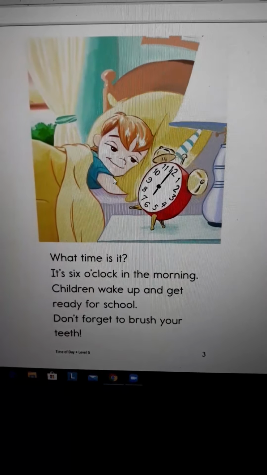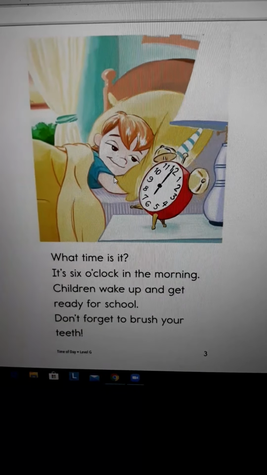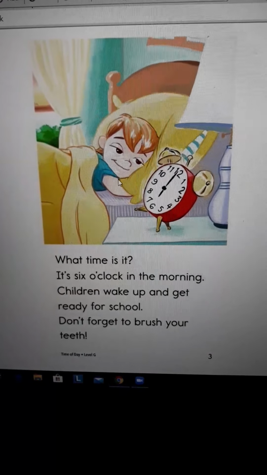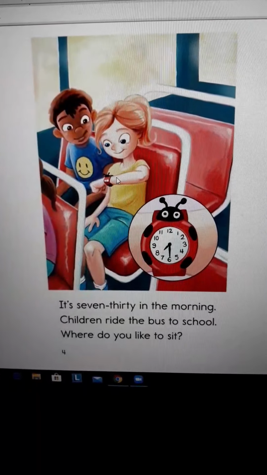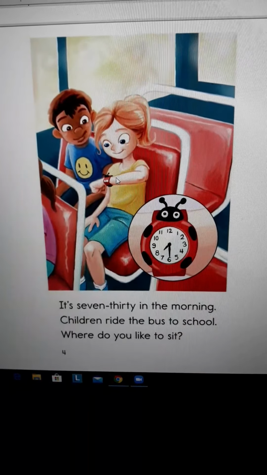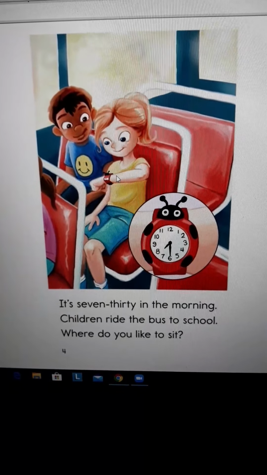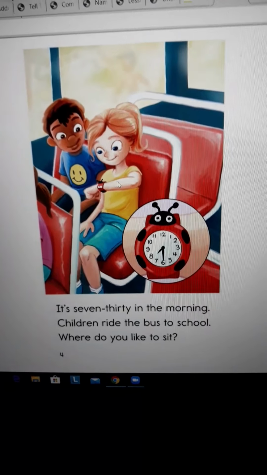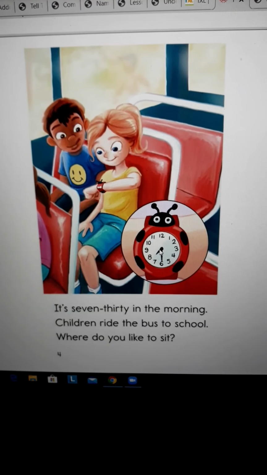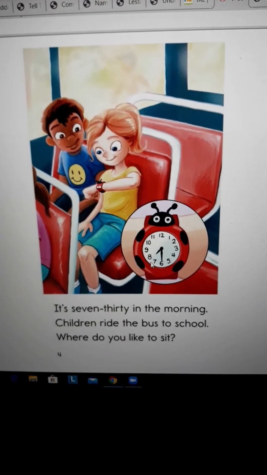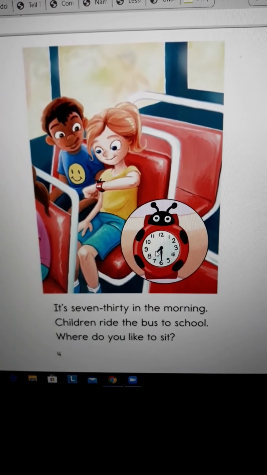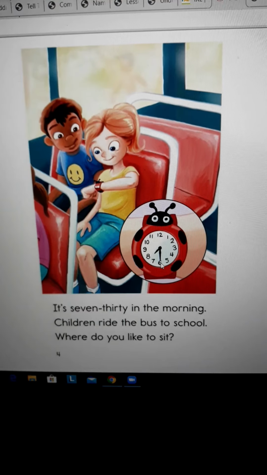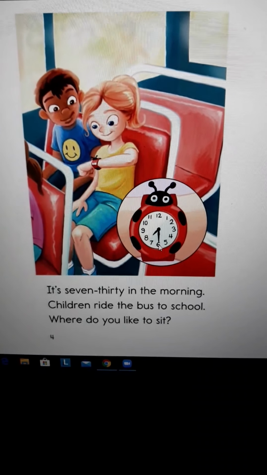What time is it? It's 6 o'clock in the morning. Children wake up and get ready for school. Don't forget to brush your teeth. It's 7:30 in the morning. Children ride the bus to school. Where do you like to sit? Do you see how the hour hand, that's the little hand, is between the 7 and the 8? That's because it's still 7, it's not 8 yet. And the minute hand is touching the 6, that makes it 30. 7:30.